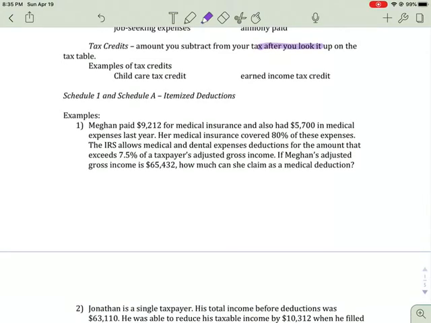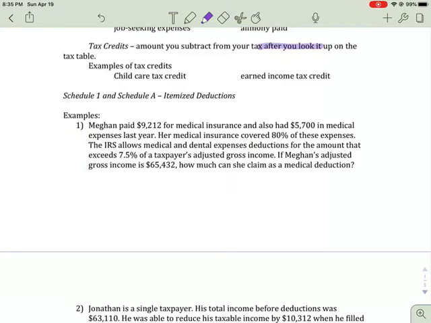All right, so we have Megan here, and she paid $9,212 for her medical insurance last year. But she also had $5,700 in medical expenses. Her medical insurance only covers 80% of these expenses. Now, the IRS allows medical and dental expense deductions for the amount over 7.5% of the taxpayer's gross income. So if Megan's adjusted gross income is $65,432, how much can she claim in the medical deduction category?